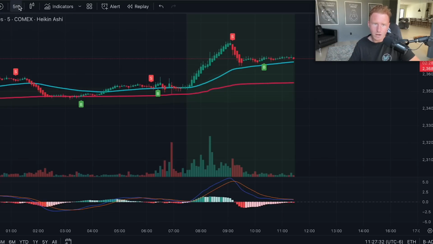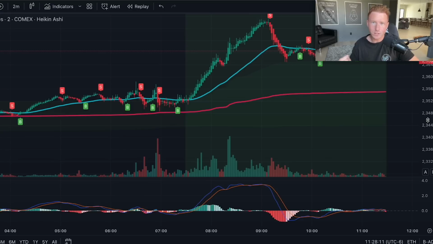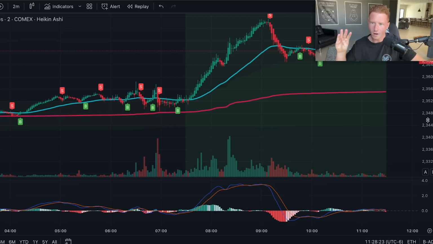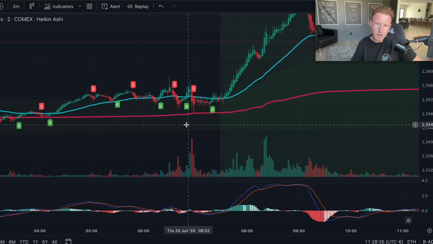Now we can zoom in onto the 2-minute. And now I simply want to wait for my entry confirmations for a long setup to show up, right? For me, that's a MACD cross. That's a green Heikin-Ashi candle. And we need some room to run. Okay, so we already know the 4-hour trend is up, the 5-minute is in a buy signal. Now you might be wondering, well, Chad, why didn't you get in right here? Why didn't you get in right here?